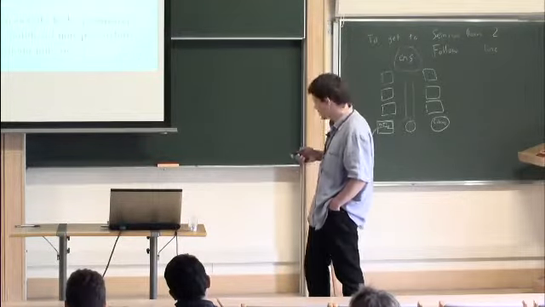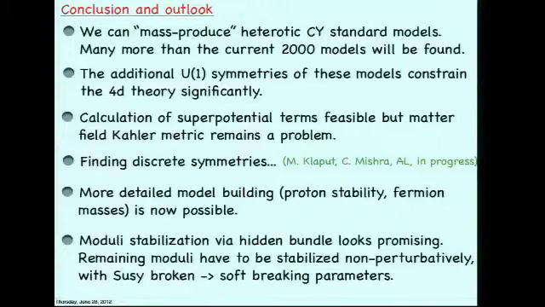Okay, so I'll just conclude. We can now mass produce these heterotic Calabi-Yau standard models. We've found at this point 2,000 models, but the numbers will keep increasing. They have these additional U1 symmetries, and they're quite helpful. You don't have to actually sit down and compute all these couplings explicitly, at least not at first pass, but they are severely restricted by these U1s.